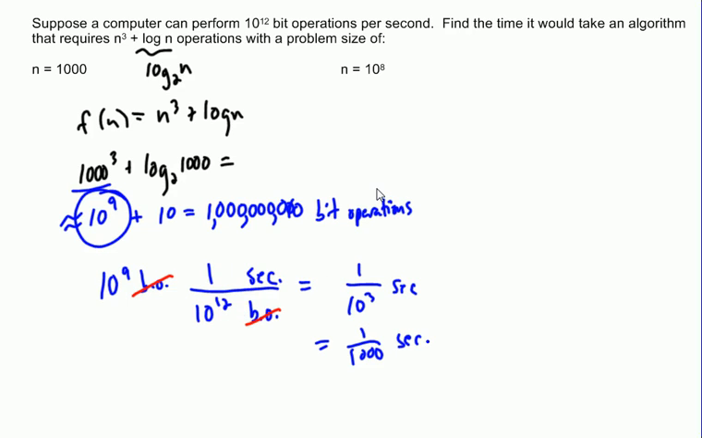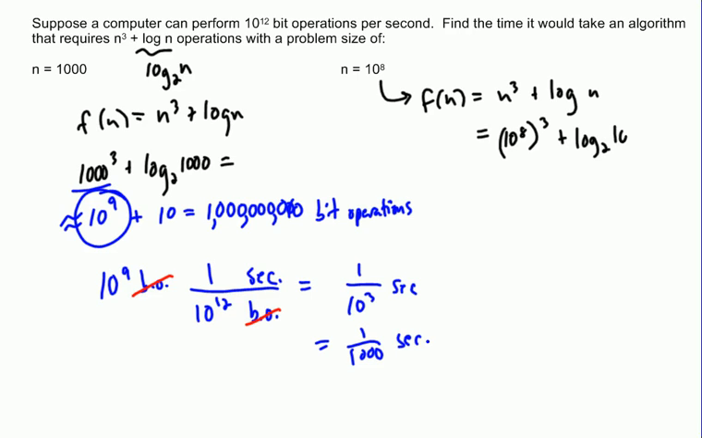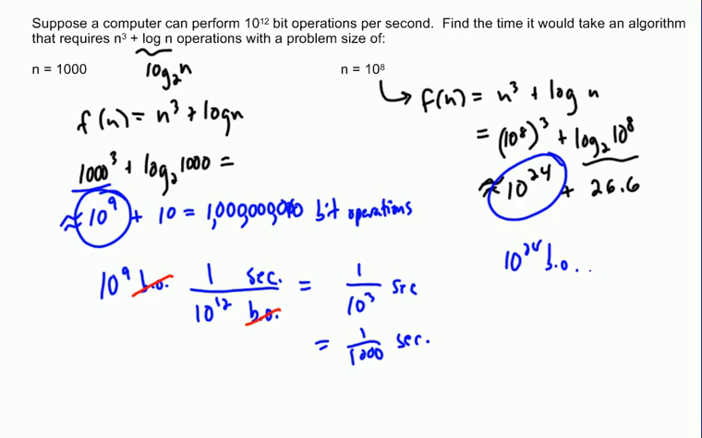Okay. Now for this next example over here, the function again is going to be n cubed plus log n. This is going to be 10 to the 8th cubed plus log base 2 of 10 to the 8th. Now this is going to be approximately 10 to the 24th, because log base 2 of 10 to the 8th is roughly 26.6. Again, in the grand scheme of things, adding 26 to 10 to the 24th is relatively insignificant. So we're going to do 10 to the 24th bit operations times 1 second over 10 to the 12th bit operations, again to get the unit cancellation that we want.